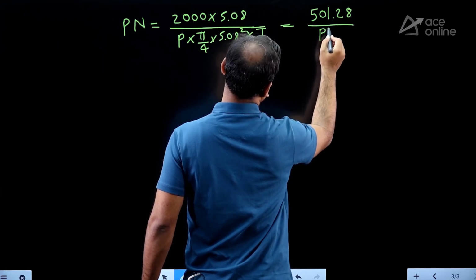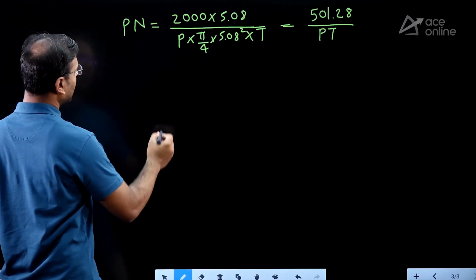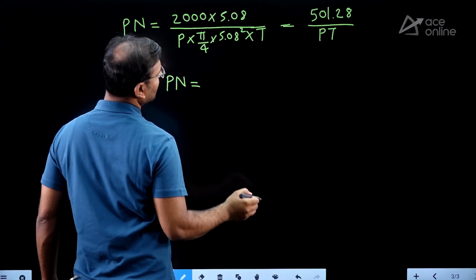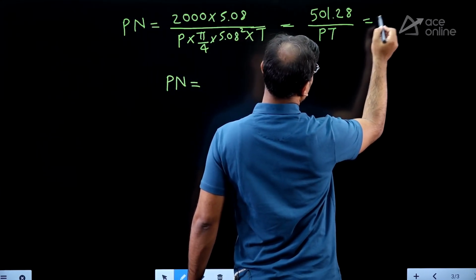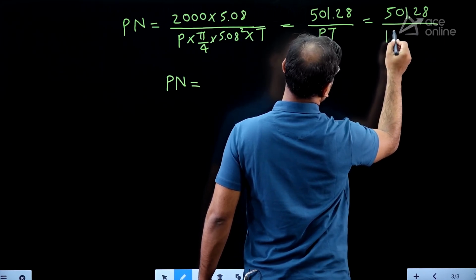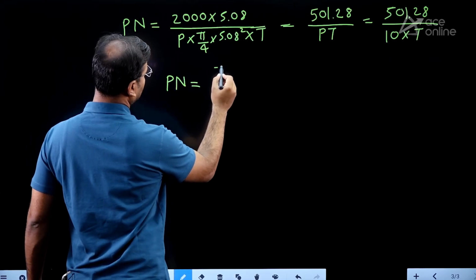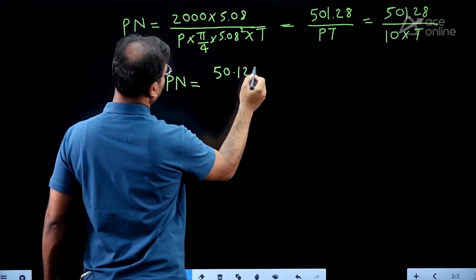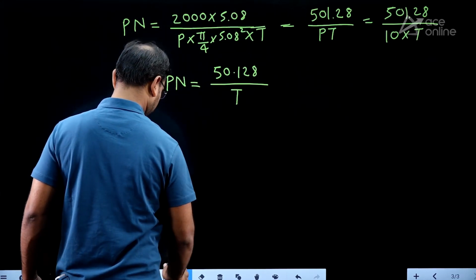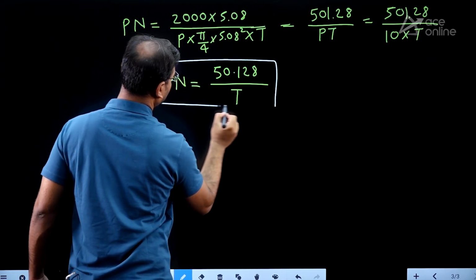divided by P T. But guys, most of the time if the pressure P is not given in the example directly, you can take 10 gram per centimeter square. Therefore, in the permeability number here I am going to put the pressure as 10 gram per centimeter square. Therefore, here you get the final answer, that is 50.128 divided by T. This is your final formula for permeability number.